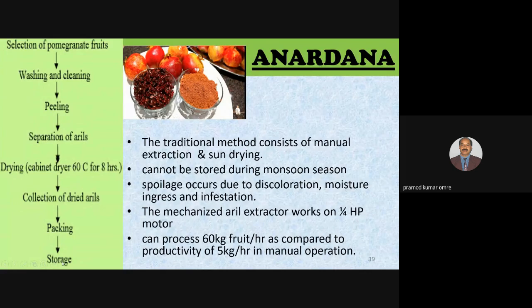Anardana, or pomegranate, you are very well aware of. It is a very well known fruit. It is very rich in nutrition. We can convert it into dry form, and it is available in the market. So by application of food processing operations, we can convert it into dry form, and this dried form is easily available in the market, and it gives value addition to the product.